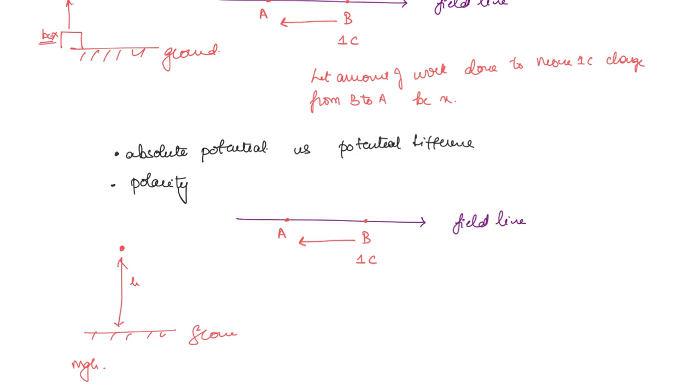Similarly, when you move the charge against the direction of the field line, then you are increasing its potential energy. So the potential at A will be higher than the potential at B. Here, potential at A is greater than potential at B. So we can say that A is at positive polarity and B is at negative polarity.